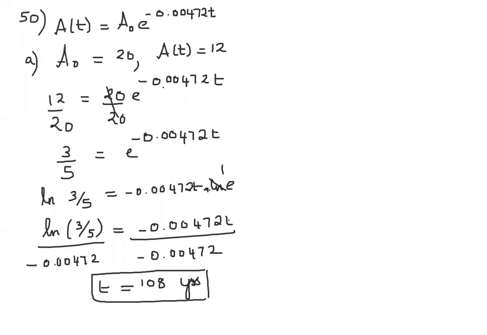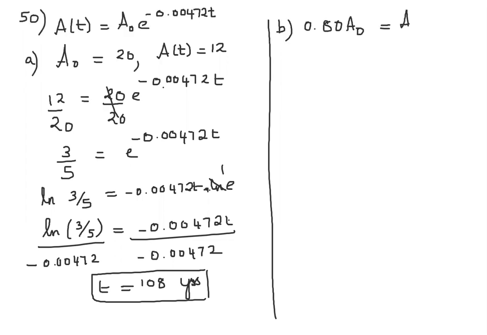So the next one, part B: in how many years will 80% of the original amount remain? So for 80% of the original amount, we have to put 0.80 times A0. We don't know what the original amount is, so you just enter the percentage. So now divide both sides by 80 and take ln of both sides.